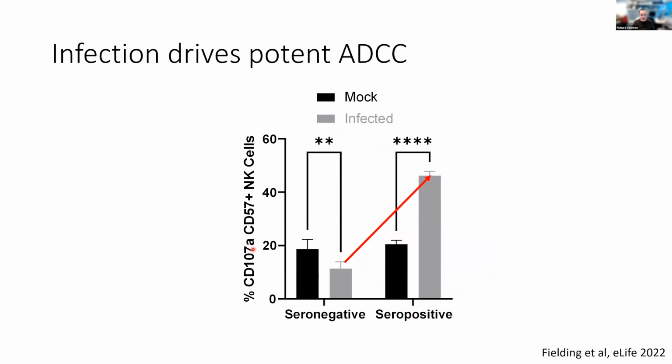In any graph where I show percentage CD107A, you can take this as a marker of activation. Bigger numbers are better. If the numbers are bigger, your NK cells are more activated, and therefore they're going to be killing your infected cells better. You can see here that if we compare the seropositive serum to the seronegative serum, there's a massive jump in the ability of the NK cells to recognize and respond to the infected cell. This jump is the ADCC in action. So clearly, infection does induce ADCC.